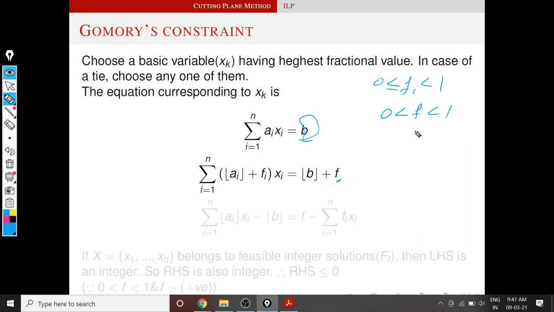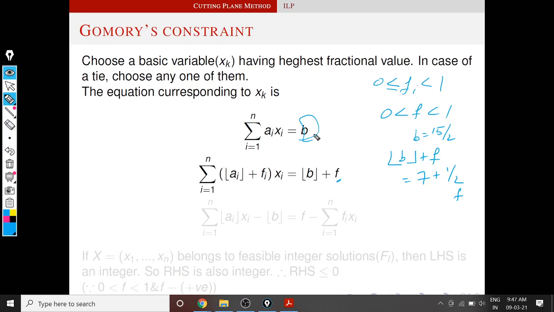In the case of x2, in the last example, our b is equal to 15 by 2. So we can write this b as floor b plus fraction. So what is floor b? Floor b is 7, 7 plus 1 by 2. So here this is our floor b, this is our f. You got it? So f is always in between 0 and 1, and all the fi's are in between 0 and 1, but fi may be 0. That depends on ai. So this is the idea.